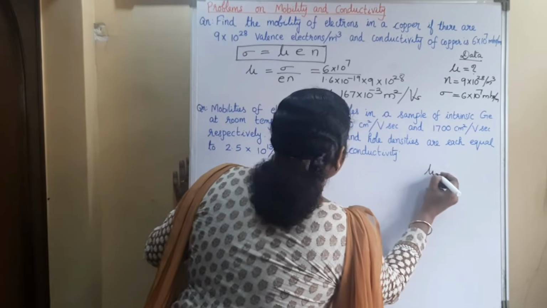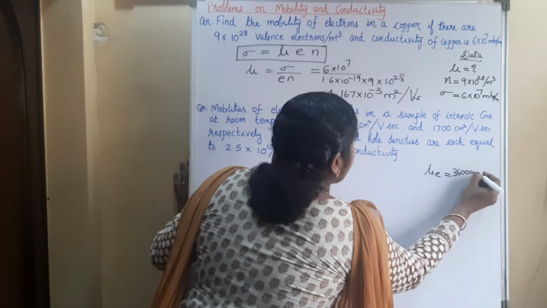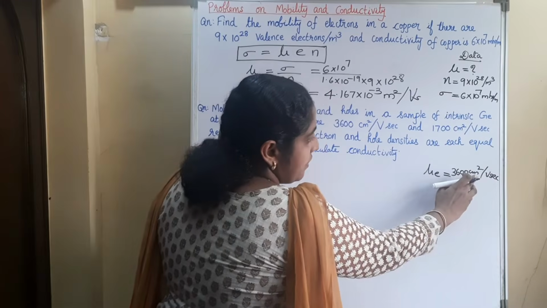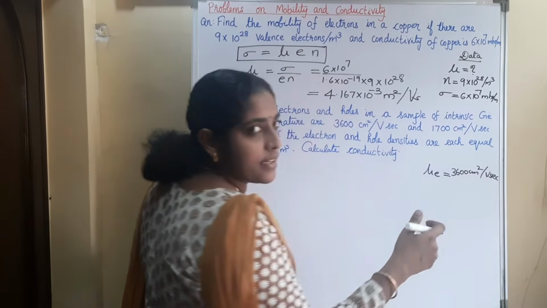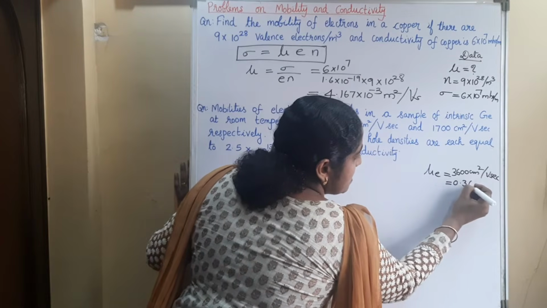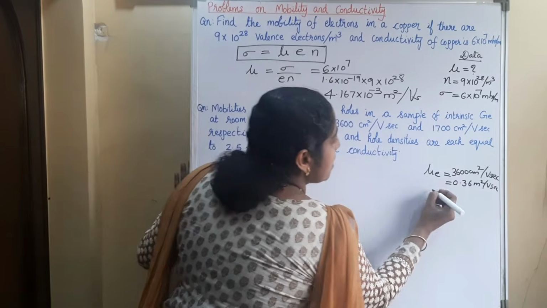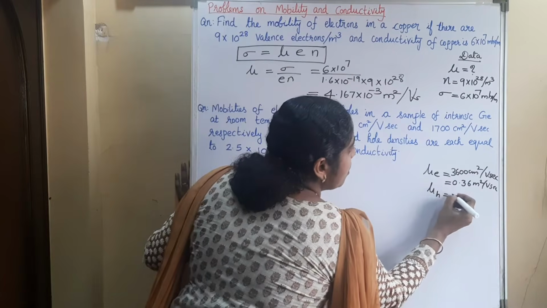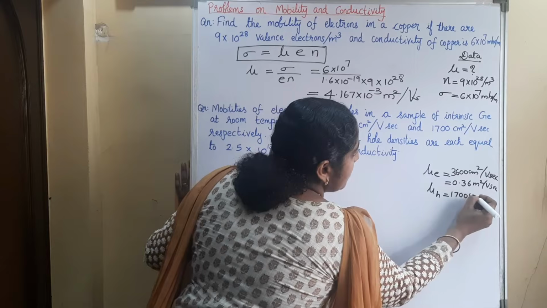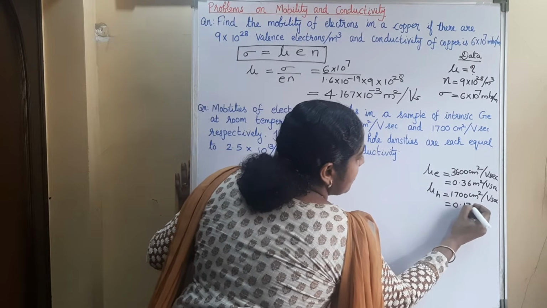So mu E is equal to 3600 centimeter square per volt second. Here we have to convert it into meter square, that is multiply by 10 raised to minus 4. So we will get 0.36 meter square per volt second. And mobility of holes mu H is equal to 1700 centimeter square per volt second, that is 0.17 meter square per volt second.